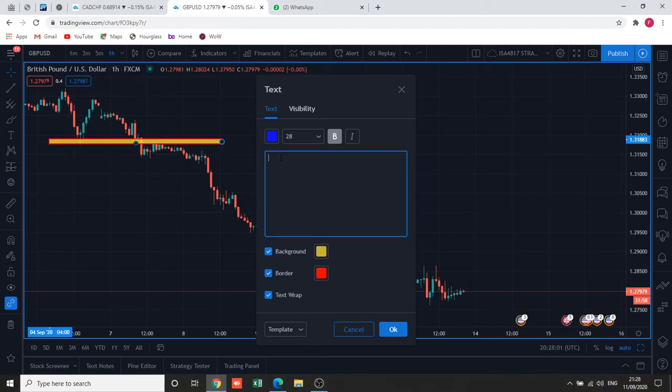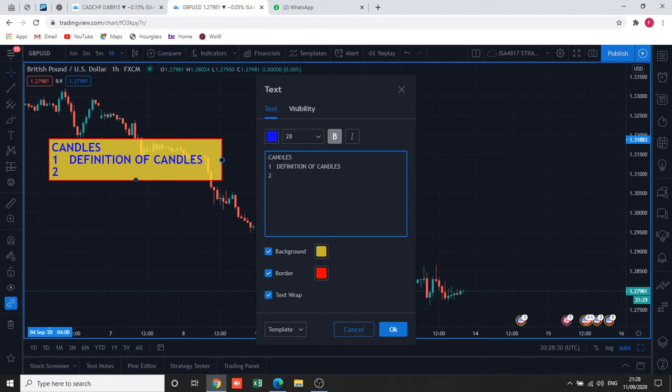So let me just type that: candles. We'll be looking at candles, and one, we'll be looking at the definition of candles, and two, we'll be looking at the types of candles.